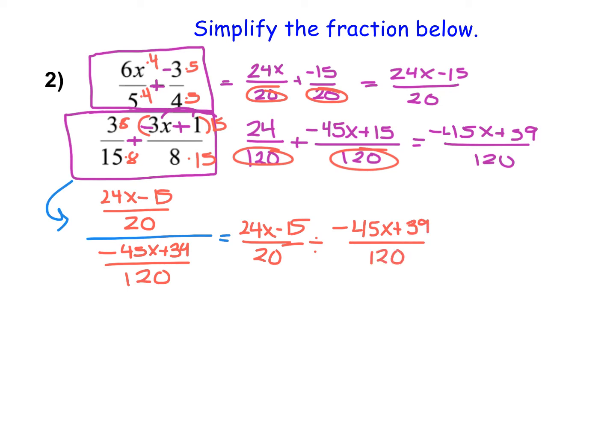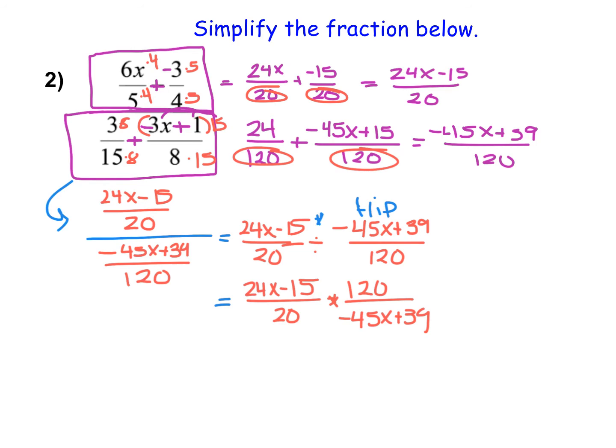And then I know I can turn any division problem into multiplication by multiplying by the second fraction's reciprocal, which basically just means I flip it over. So this becomes 24x minus 15 over 20 times 120 over negative 45x plus 39.